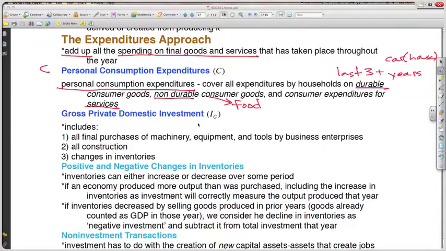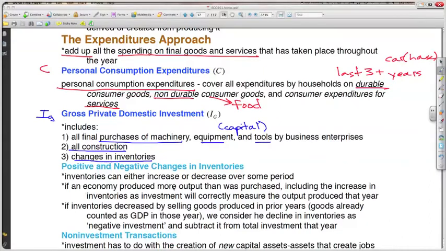Next, we have gross private domestic investment. This will just be represented by an I with a little g. So when we talk about investment, we think about it in terms of economic investment. So the purchases of machinery, equipment, and tools. Remember, it's this idea of capital by business enterprises. All construction, so expanding your business, and then also changes in inventories. We can have positive and negative changes in our inventories. It all depends on how much that company is selling compared to how much they're producing.